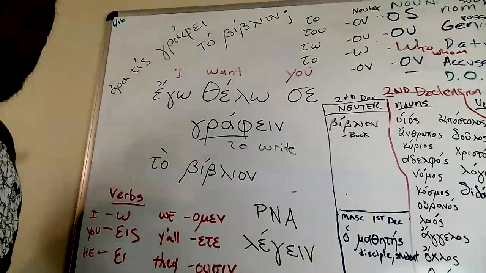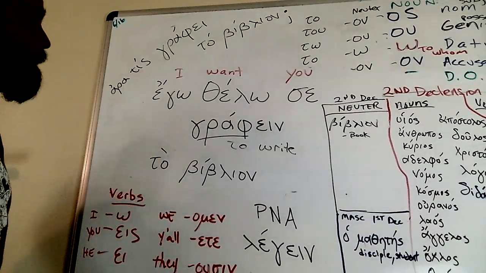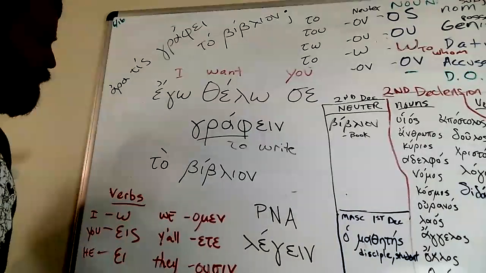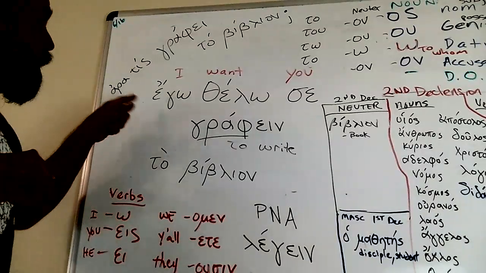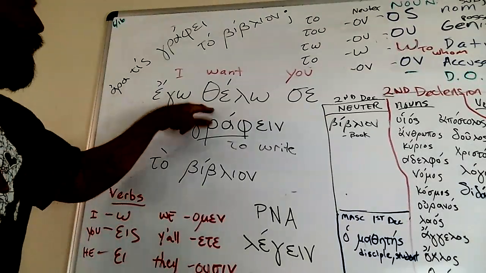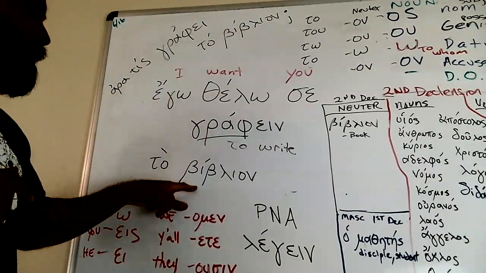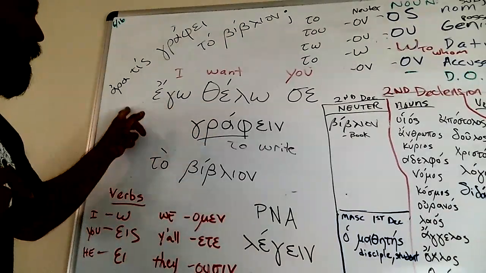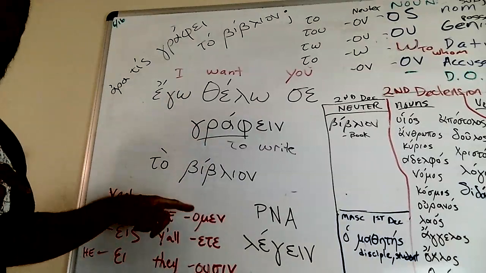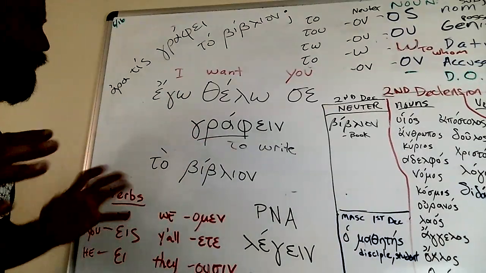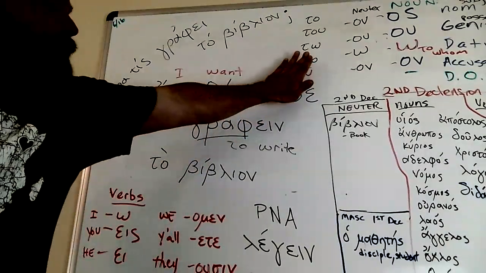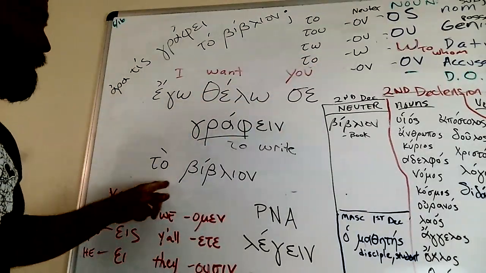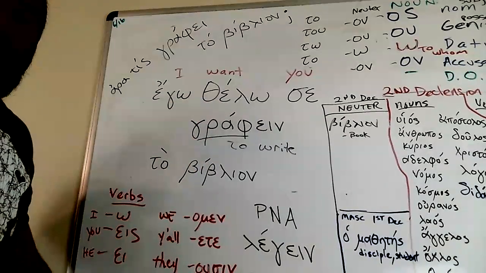Kai su, Christian. Ego thelo se graphein to biblion. Ouk ego thelo graphein to biblion. No, I don't want to write the book. Ouk ego thelo graphein. See, notice how I dropped that out because I don't need that. Ouk ego thelo graphein to biblion. No, I don't want to write the book.